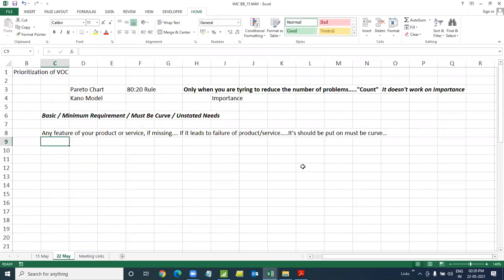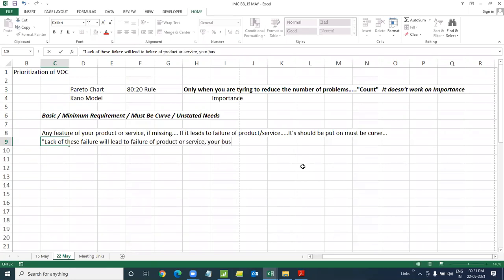These are minimum required. If there is any feature in your product or service that must be there, and you do not have it, your product or service will fail. Bottom line, we're saying lack of these features will lead to failure of the product or service. Your business existence will be at stake. These are minimum requirements.